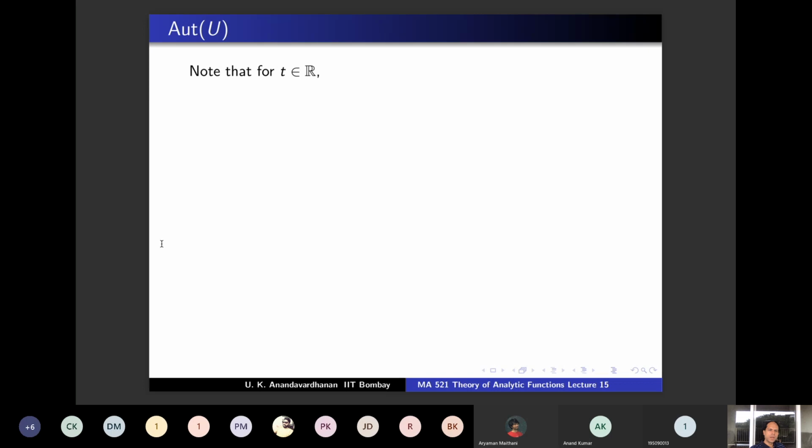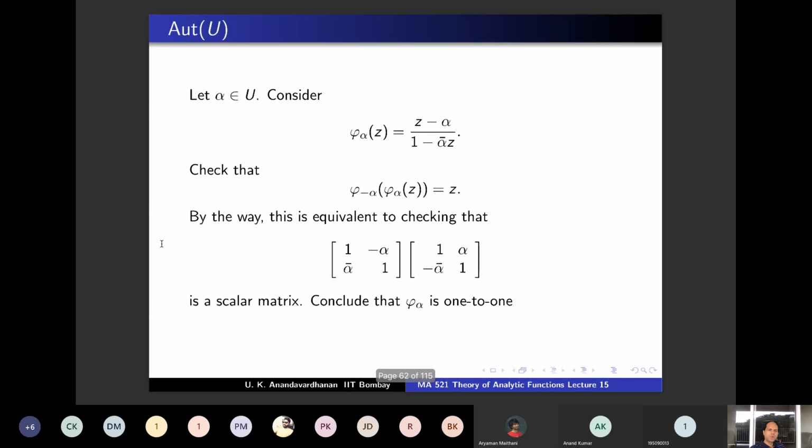Now I'm going to claim two things. U is the open unit disk, mod z is strictly less than 1. But this phi alpha is defined for any z, right? Except z equal to 1 by alpha bar. As a holomorphic function, it is defined for any z except 1 by alpha bar, because mod alpha is strictly less than 1, so 1 by alpha bar has modulus strictly bigger than 1. In particular, phi alpha is defined on U bar. There's no problem. So on U and on the boundary of U, phi alpha is defined.